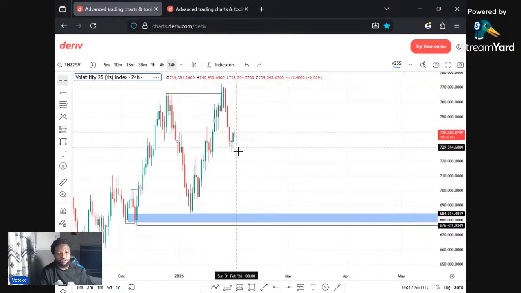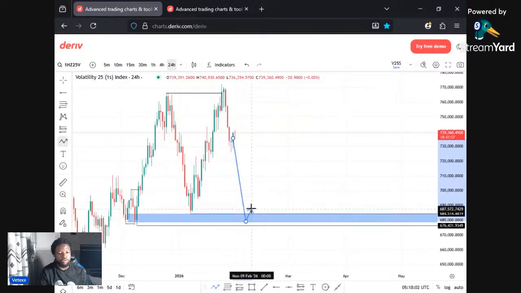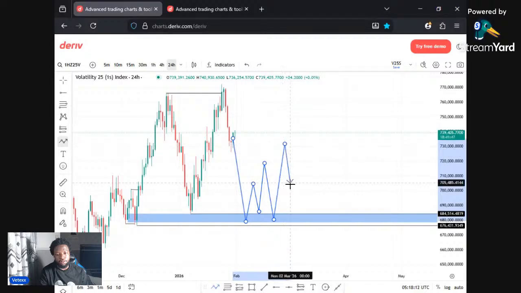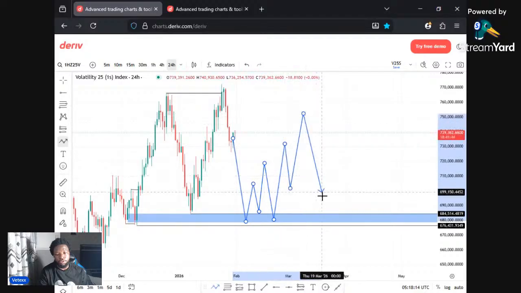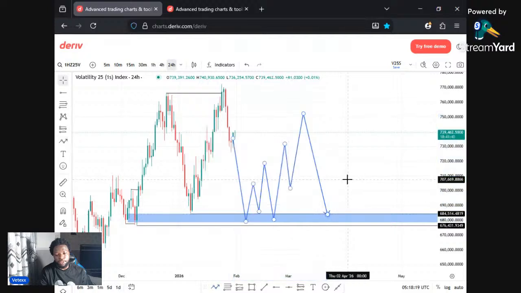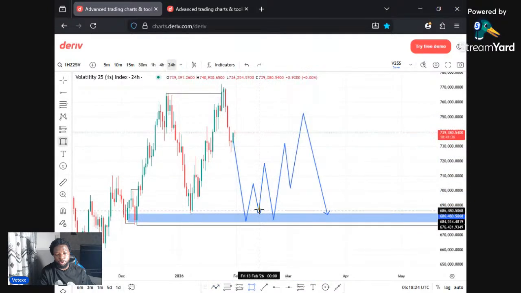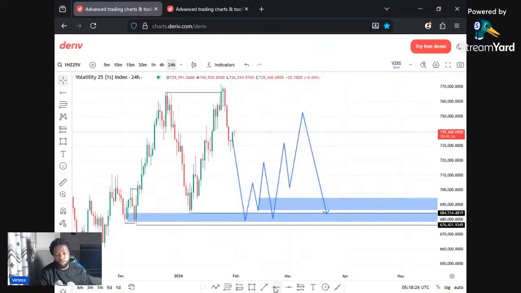Price needs to come here, take out this structural liquidity, give us a continuation like this on the 4 hour, like I always explain, which is going to be something like this. Once you give us this continuation on the 4 hour, which is going to be something like this, now this becomes our point of interest on the 4 hour or the 1 hour.